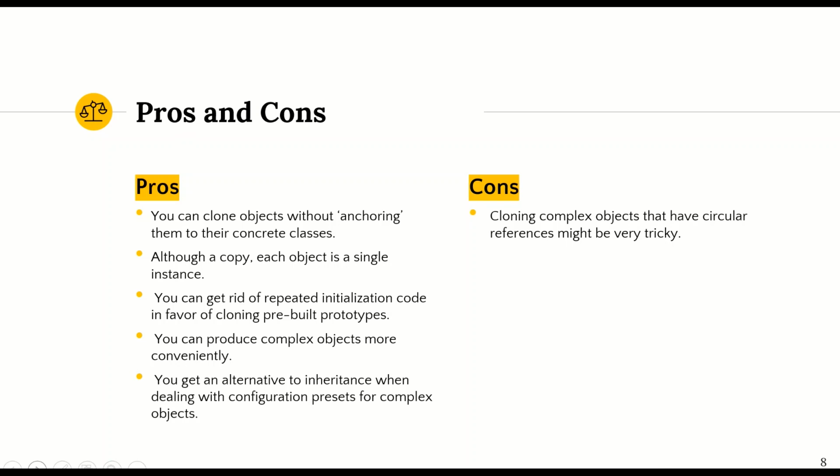Among the advantages of using prototype design pattern are getting rid of repeated initialization code in favor of cloning pre-built prototypes, producing complex objects in a more convenient way, cloning objects without anchoring them to their concrete classes, and the fact that each copied object is a single instance. The downside of prototyping is the fact that cloning complex objects that have circular references might be very tricky.